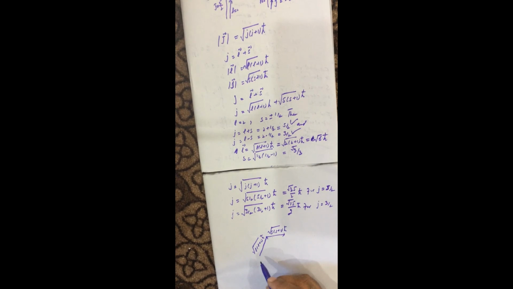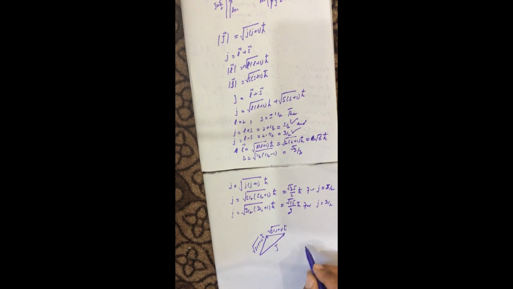Now this method is shown in this figure. Suppose we have this is the square root of L into L plus 1 times h bar, and here we have the square root of S into S plus 1 times h bar. Then the J, which is here, this is the total angular momentum.